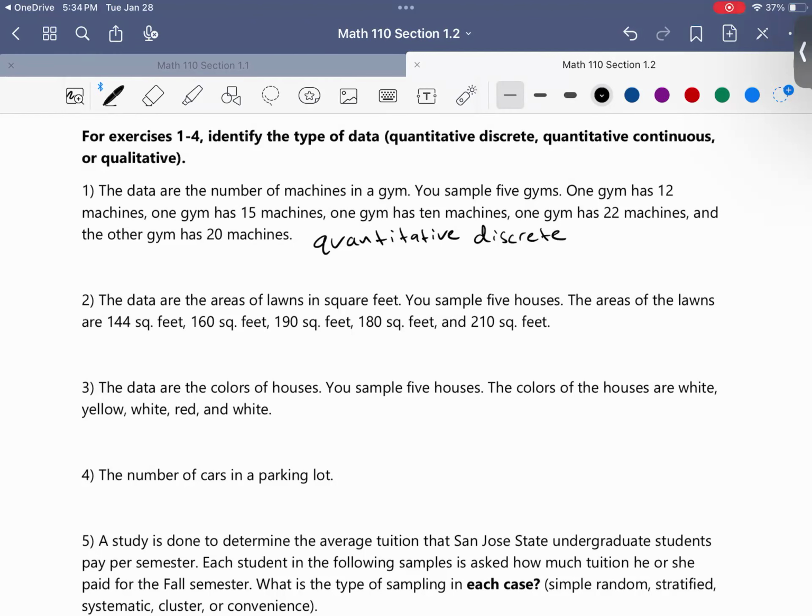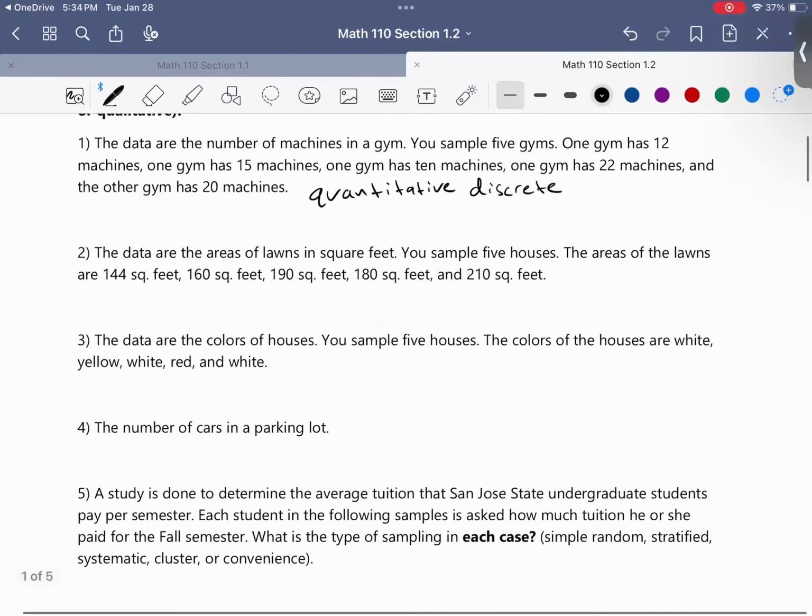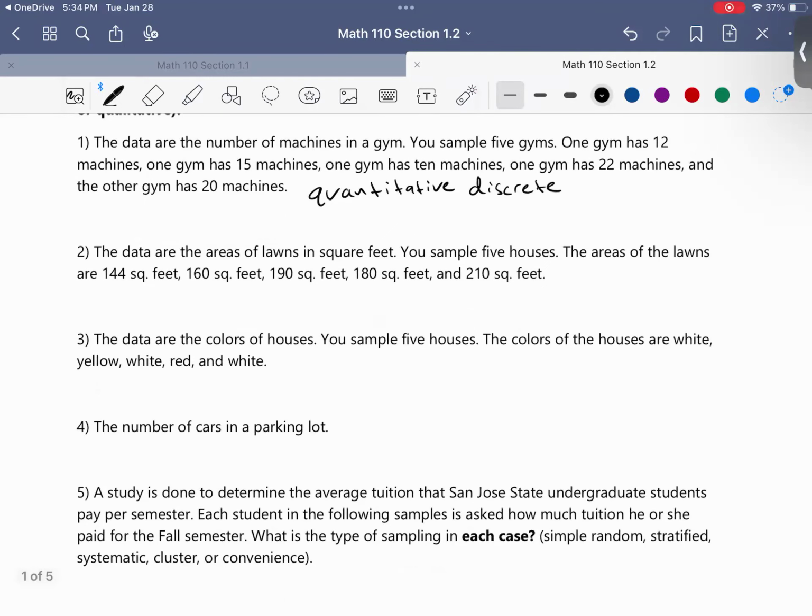Let's look at number two now. The data are the areas of lawns in square feet. You sample five houses. The areas of the lawns are 144 square feet, 160, 190, 180, and 210 square feet. So we're dealing with numbers again, so this is going to be quantitative.